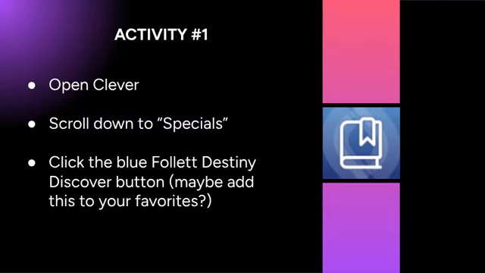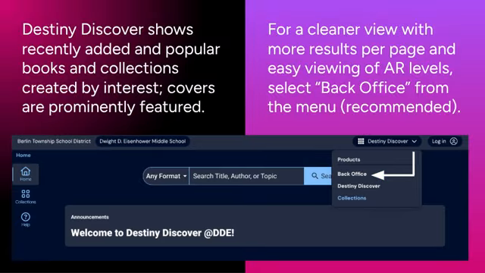For activity 1, let's open Clever, our single sign-on tool, and scroll down to the bottom to Specials. Once you find that, please click the blue Follett Destiny Discover button. You could possibly add this to your favorites so that it appears on the top of your Clever. This will take you to our OPAC, our online public access catalog, Destiny Discover. This shows recently added and popular books and collections that I have created by interest.